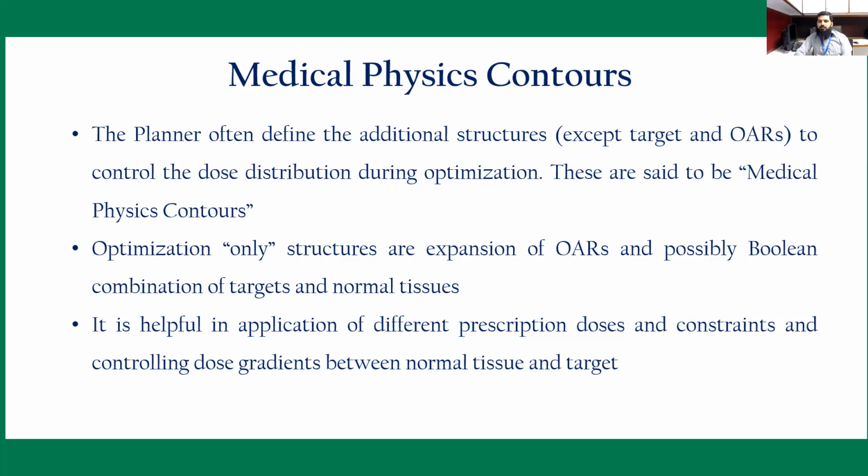These optimization-only structures are just expansions of OARs and possibly combinations of target and normal tissues. They are really helpful when we optimize the plan and we have different prescription doses, the dose gradient, and the dose fall-off outside the PTV.